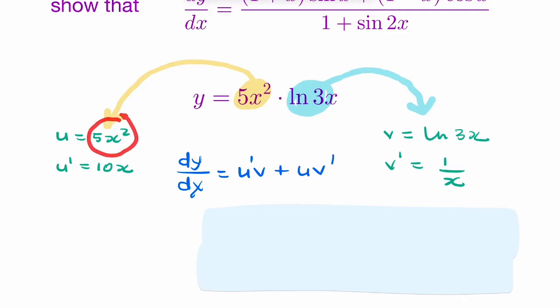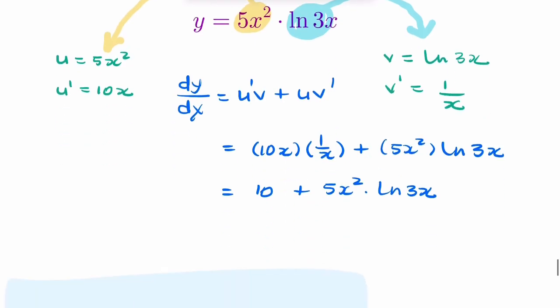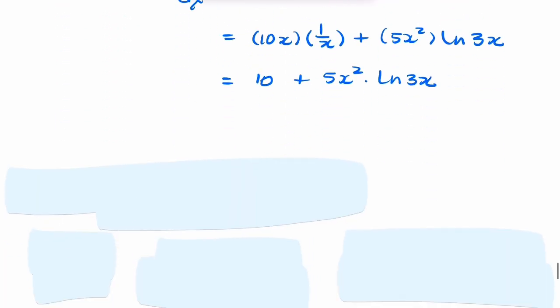And differentiating 5x squared is straightforward, and the derivative of log 3x is 1 over x. And if you put that into the expression and then simplify, you end up with that. So that's part A, straightforward.